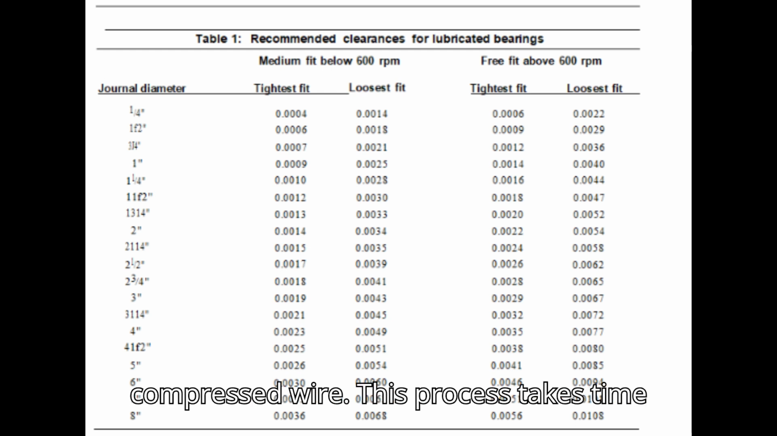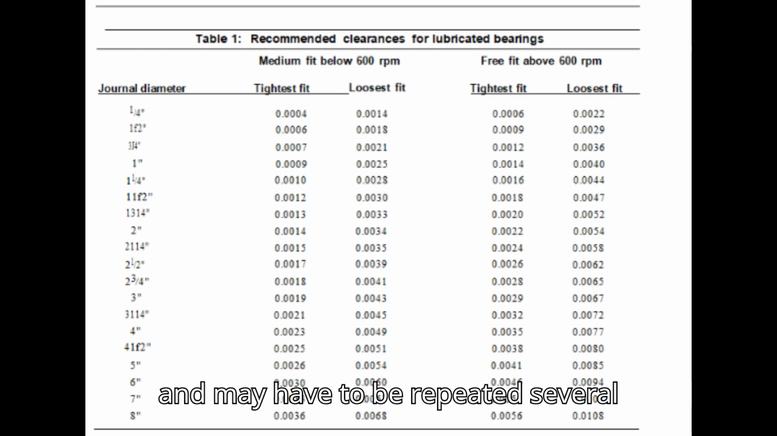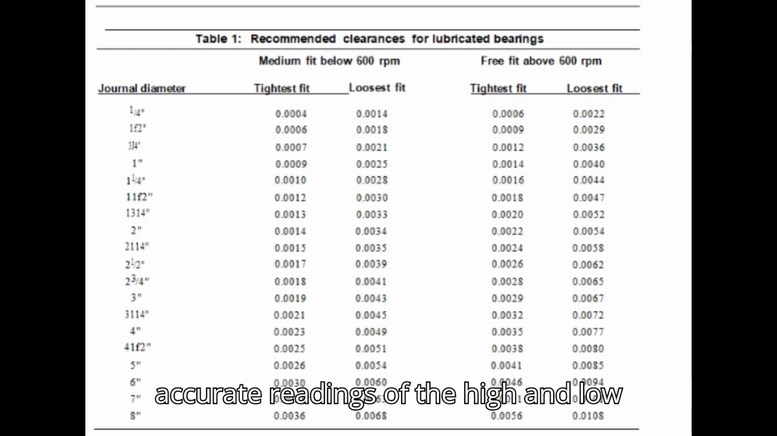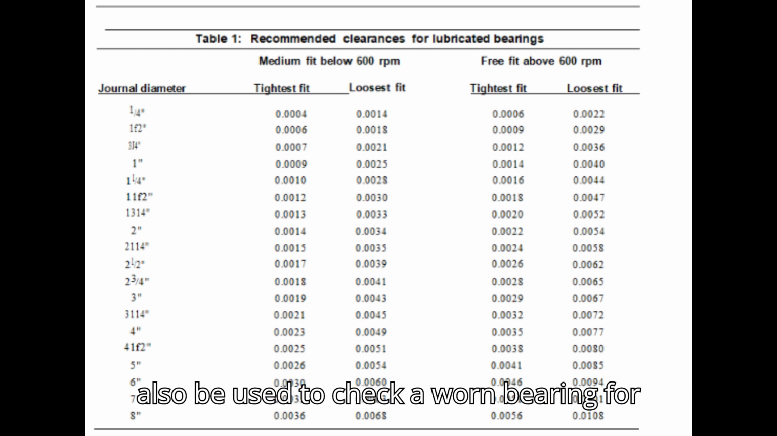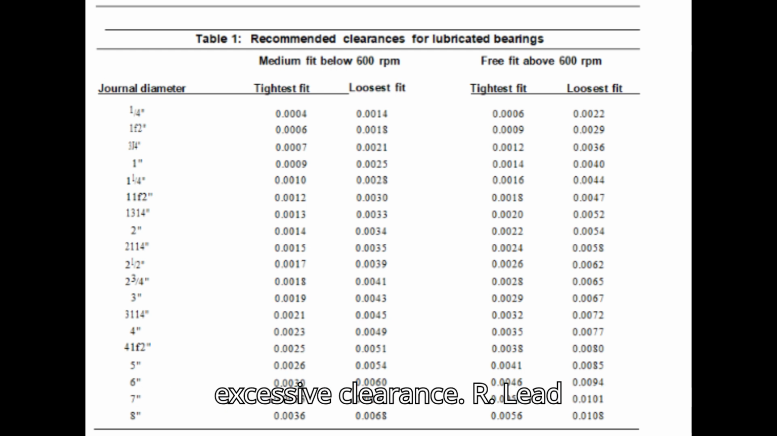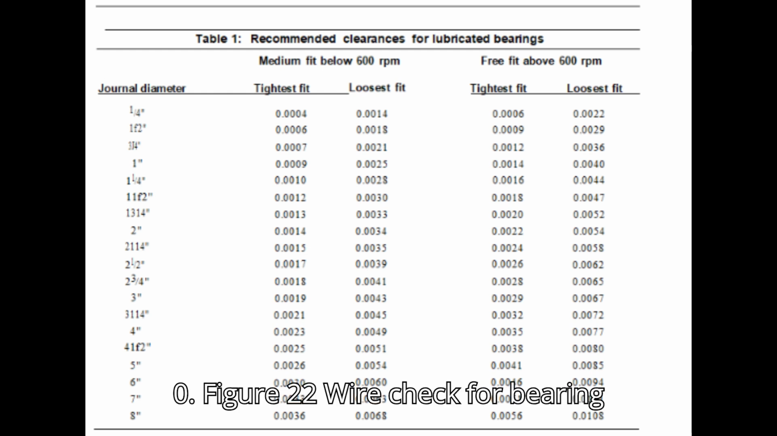This process takes time and may have to be repeated several times. The routine should give accurate readings of the high and low spots in the bearing. The routine can also be used to check a worn bearing for excessive clearance. Lead wires flatten under pressure. Figure 22, wire check for bearing clearance.